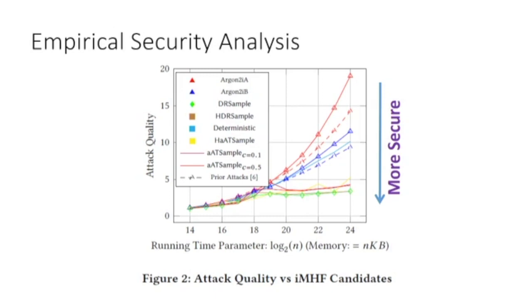So I should point out here that as we go down here, this is more secure. So on the y-axis here, we have attack quality, which is just the ratio, right? So this is the attacker's amortized cost divided by the cost of the honest party, right? So higher attack quality means that the attacker's costs are substantially, or sorry, it's the inverse. It's cost of the honest party divided by amortized cost of the attacker. So higher attack quality means that the attacker's costs are smaller and smaller.